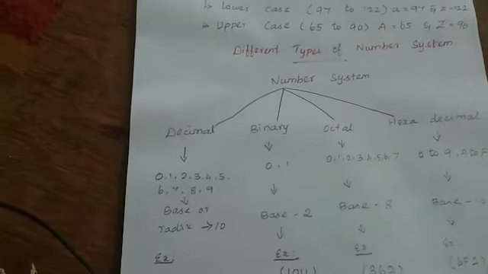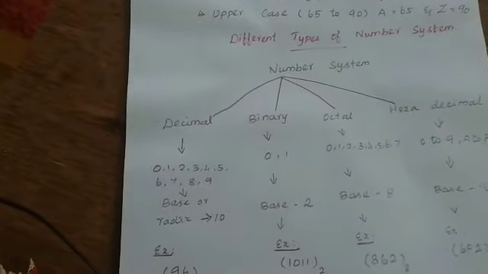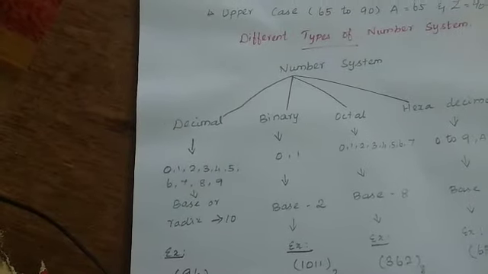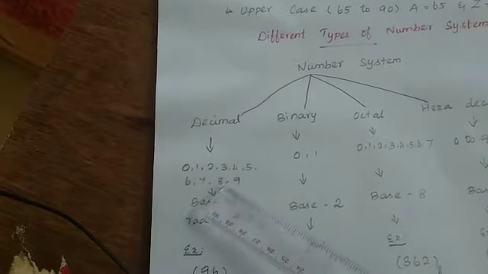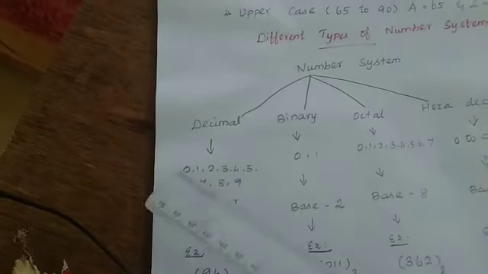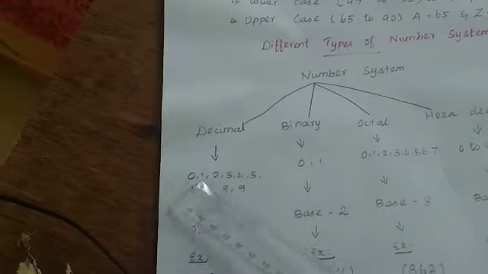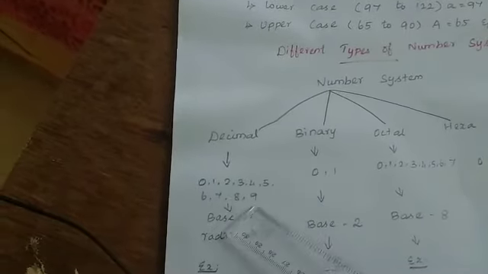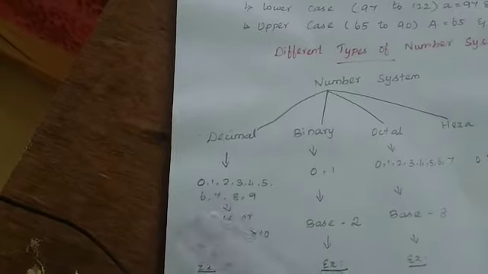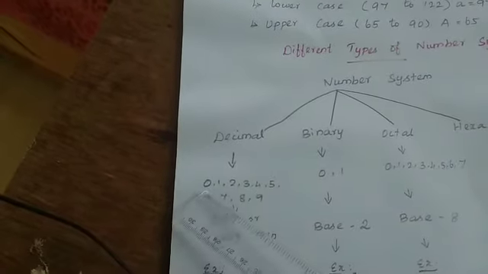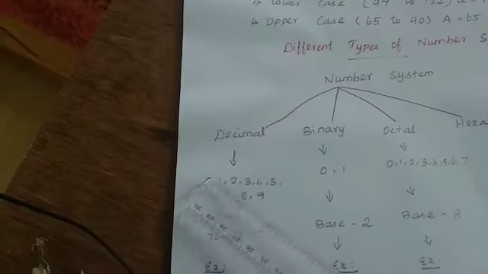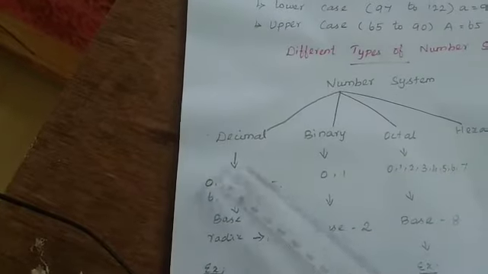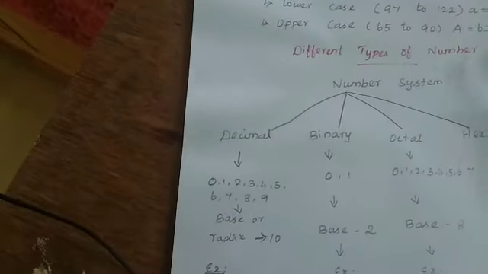First one, decimal. The most commonly used number system is decimal. In our day-to-day life, we use this decimal number system. For example, the numbers 0, 1, 2, 3, 4, 5, 6, 7, 8 and 9. The decimal number system consists of 0 to 9. So how many numbers do we have in total? 1, 2, 3, 4, 5, 6, 7, 8, 9, 10. So totally in the decimal number system, we have 10 numbers.